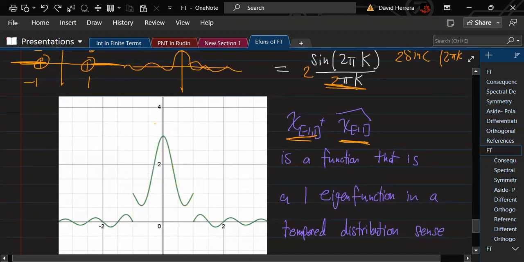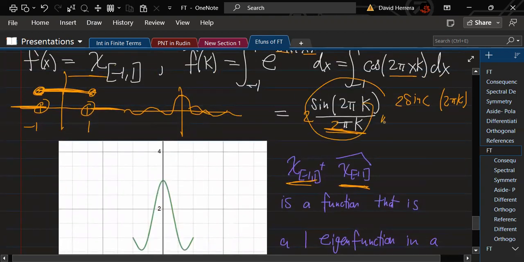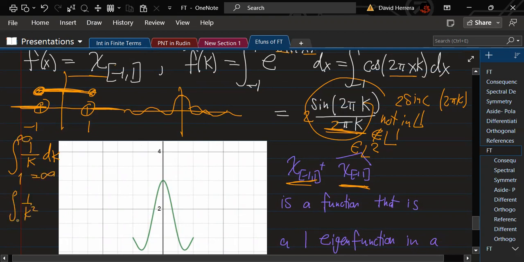Now you have to be a little careful about what you mean by an eigenfunction, because this function here is not in L1, but it is in L2. The reason why it's not in L1 is because you're basically integrating 1 over k dk from, ignore 0 because sine of x over x is a nice function at 0, from 1 to infinity, and this is infinite. But if you were to do 1 over k squared from 1 to infinity dk, that's going to be finite.